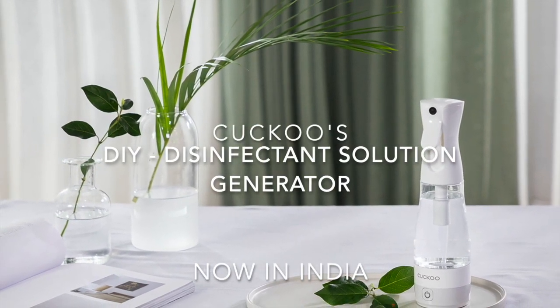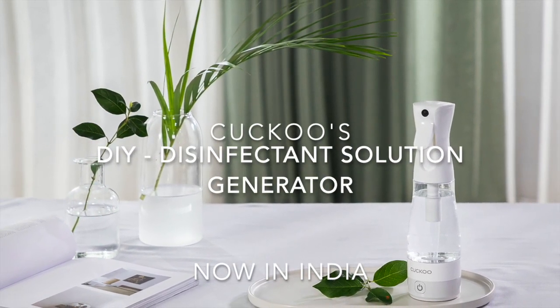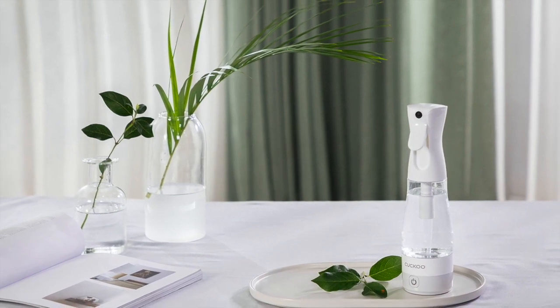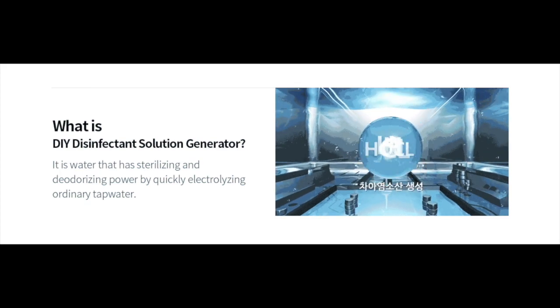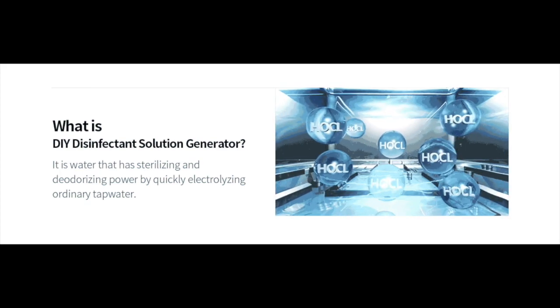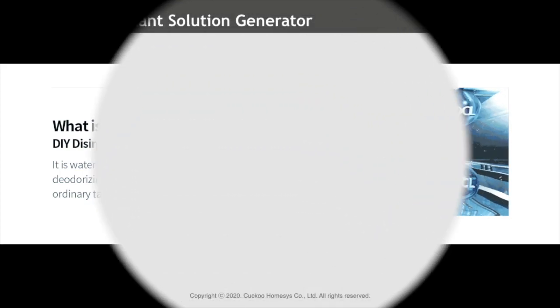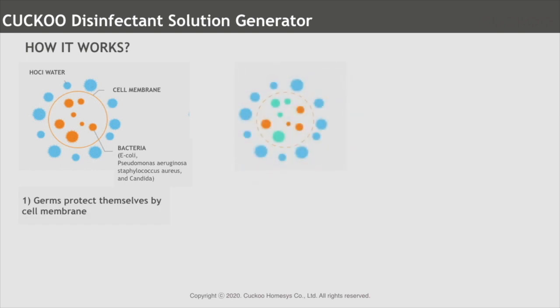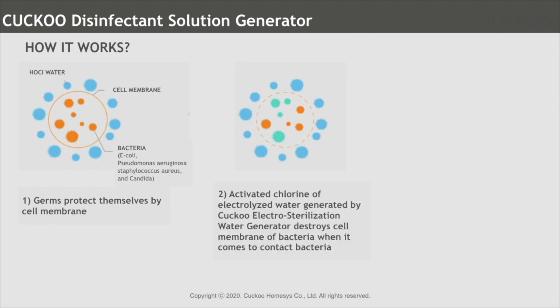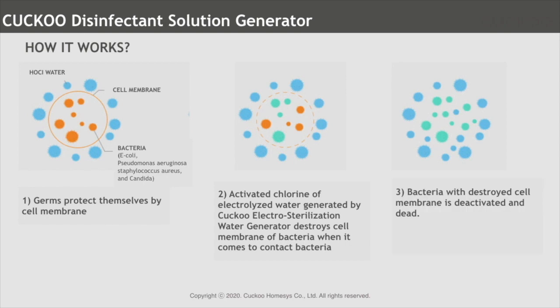So Cuckoo's DIY disinfectant solution generator, which is now available in India. The DIY disinfectant solution generator quickly electrolyzes ordinary tap water. How does it work? When HOCl water comes in contact with the cell membrane of any bacteria, it destroys the cell membrane, after which the bacteria gets deactivated or killed by this HOCl water.